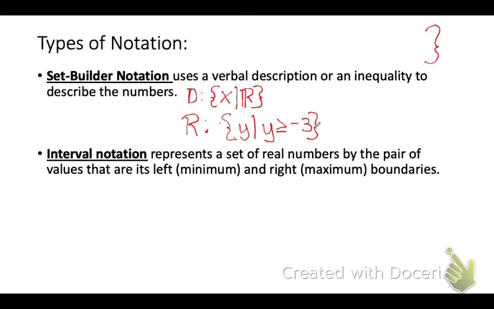Okay, so how we do this is, first of all, I'm going to put some things over here. Square brackets means included.